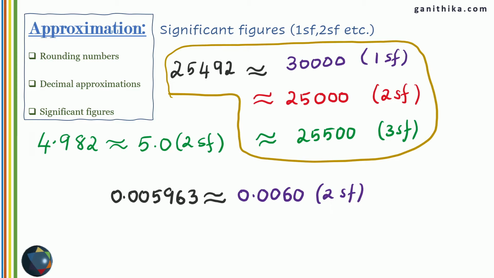Try to write this for 3 significant figures. Are you ready? I'm going to give you the answer for 3 significant figures here, which will be 0.00596. The 3 doesn't change anything. Therefore, the answer for approximating this number to 3 significant figures is 0.00596. What you need to note here is the first significant figure is the first number after all the zeros.